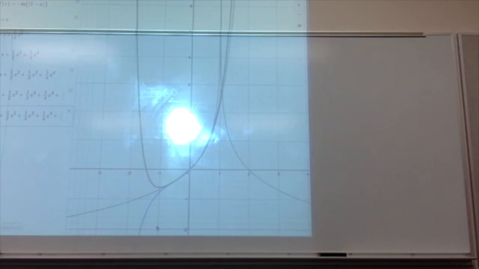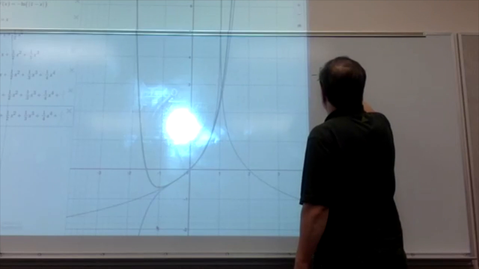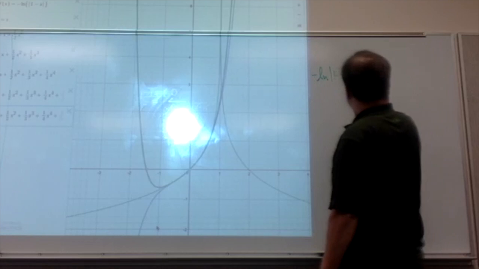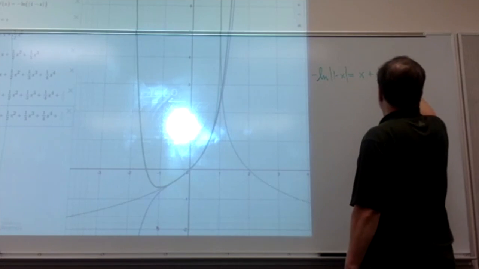It looks to me like, based on this, that the negative natural log of 1 minus x is plausible. That this is the power series representation.